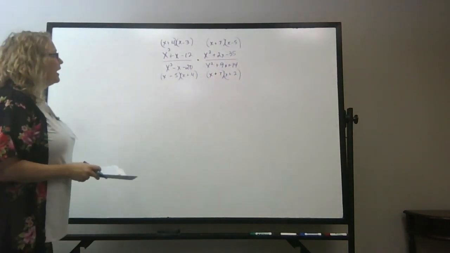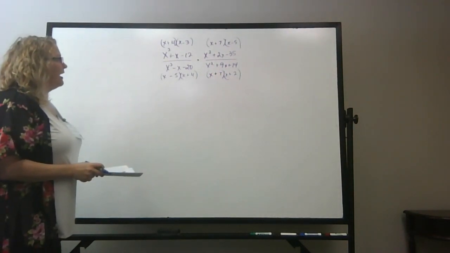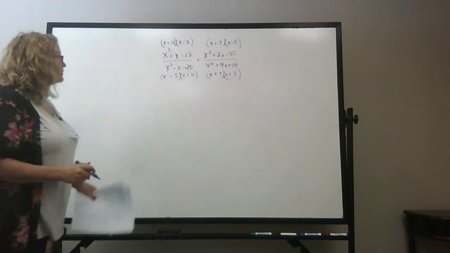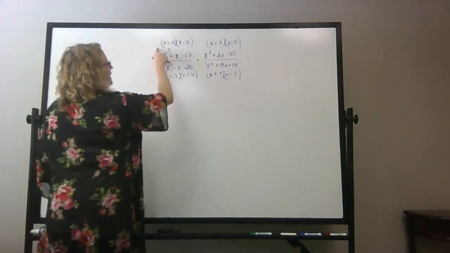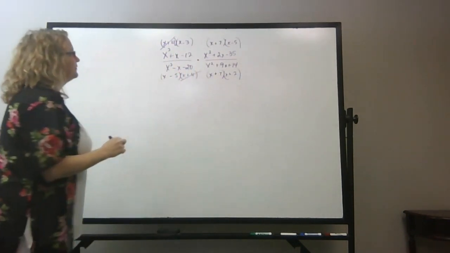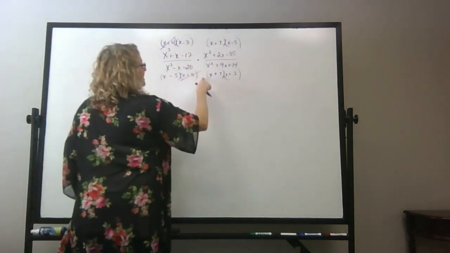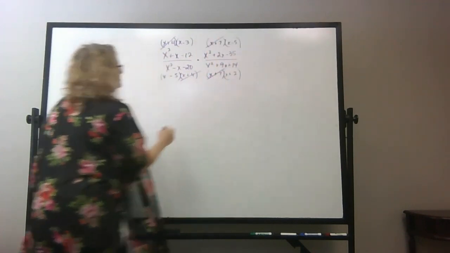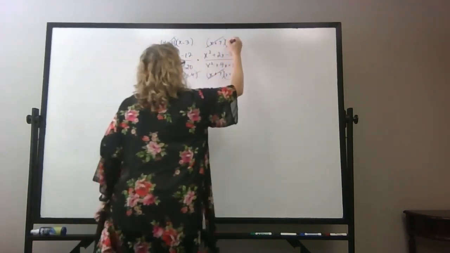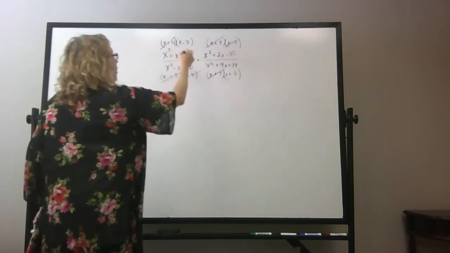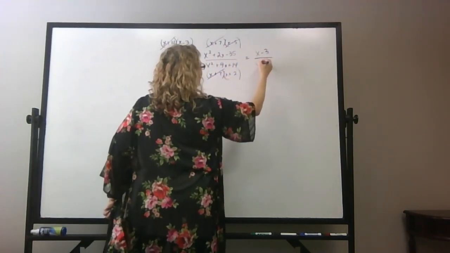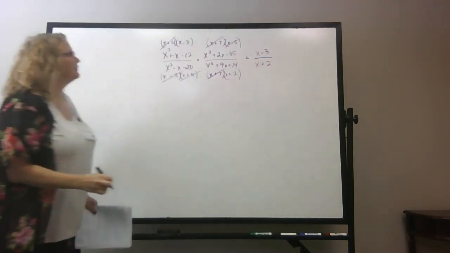Okay, so now I can look and see where I have factors that are the same that I can cancel out. All right, so here I have an x plus 4 on the top and on the bottom, so I can just cancel those out. Here I have an x plus 7 on the top and the bottom, so I can cancel those out. And here I have this x minus 5 on top and bottom, so I can cancel those out. So all that I'm left with is x minus 3 on the top and x plus 2 on the bottom.